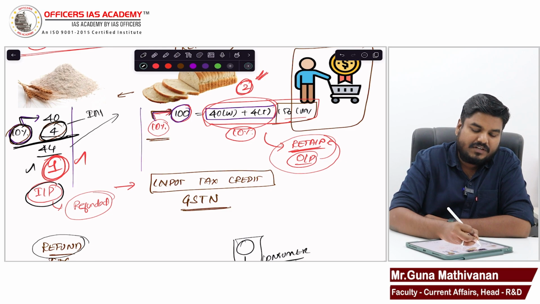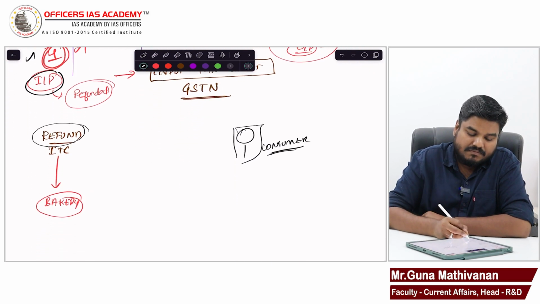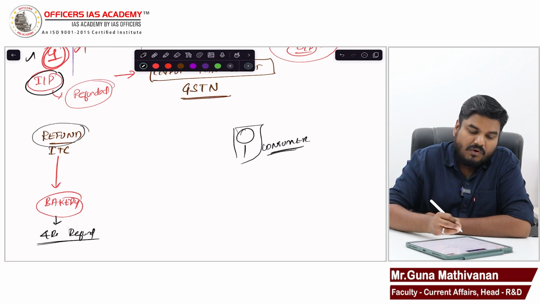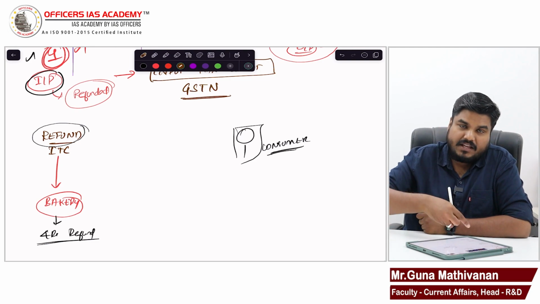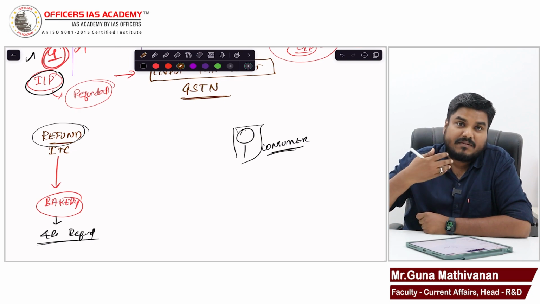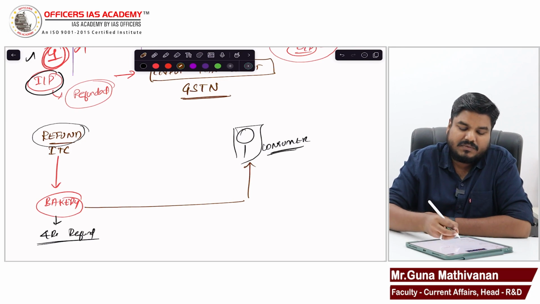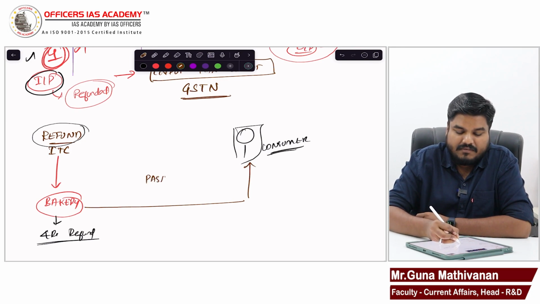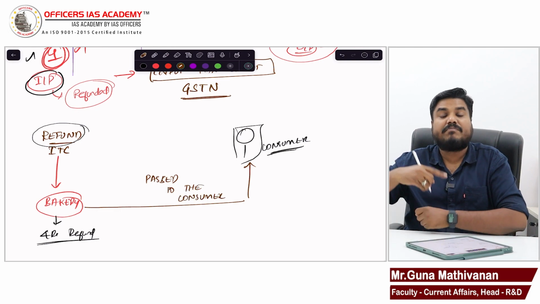That is the input tax, right? So that input tax will be refunded to the bakery. So the bakery will be getting 4 rupees of refund. What does the government say? This refund given to the bakery is not to benefit the bakery. That is actually to benefit the consumer. So the government's expectation is that this 4 rupees refund should be passed on to the consumer.